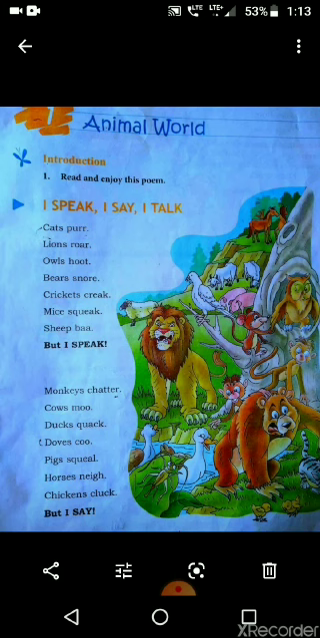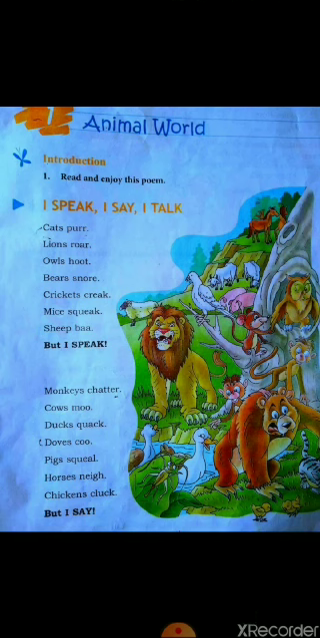So here I begin the poem. I speak, I say, I talk. Cats purr, lions roar, owls hoot, bears snore, crickets creak, mice squeak, sheep baa, but I speak.